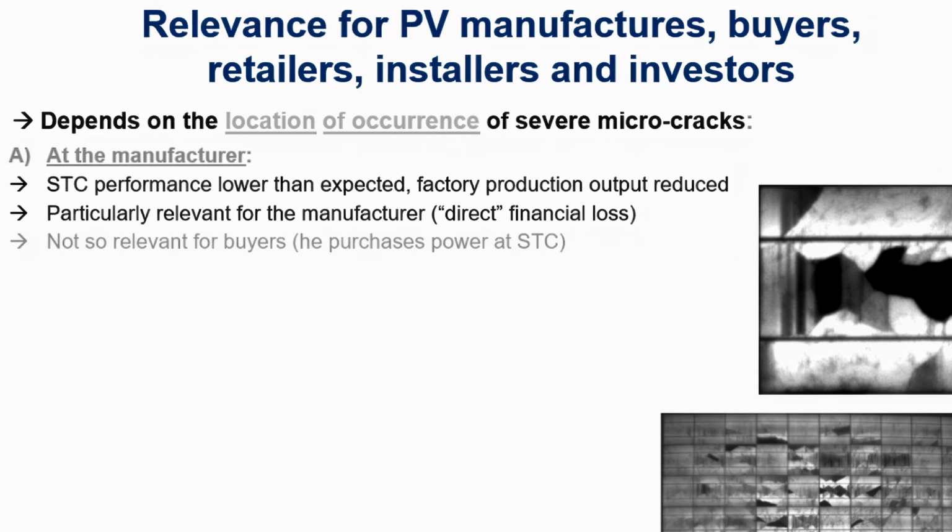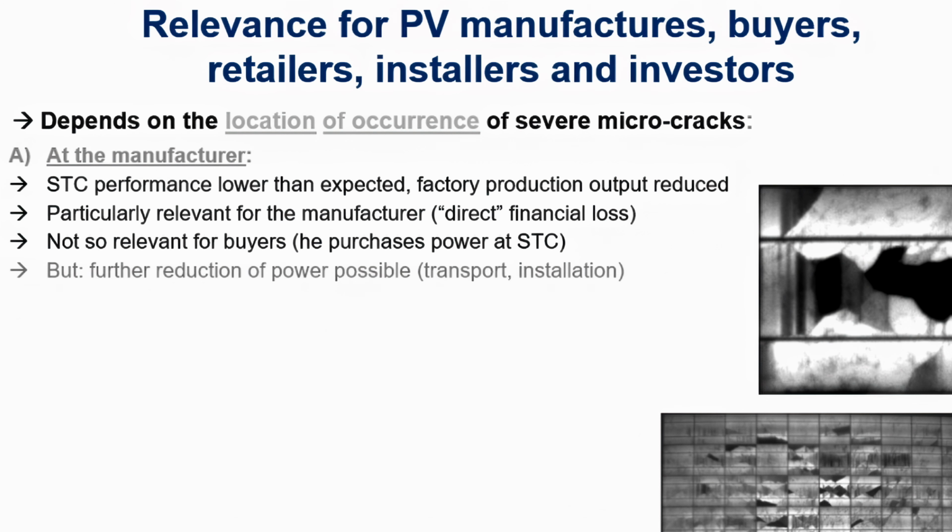of the factory. Not so relevant for the buyers, because usually you buy modules at standard test conditions, the number not per square meter, you buy them in terms of power output. So if you buy 1 megawatt, you usually have the warranty by the manufacturer that you purchased 1 megawatt. If there are damages, you get more modules for 1 megawatt.